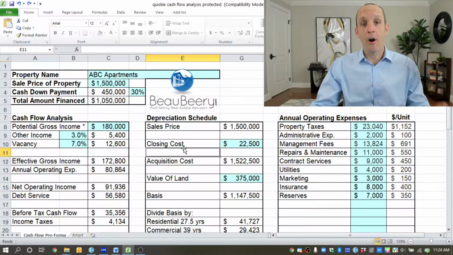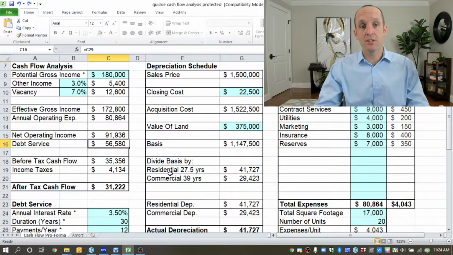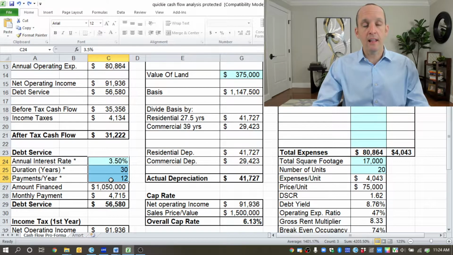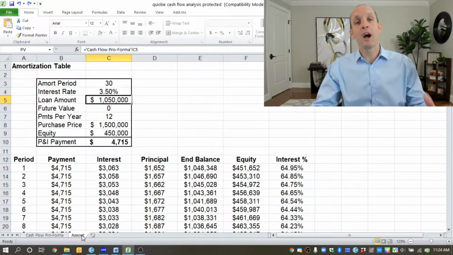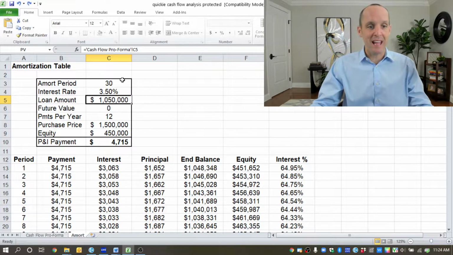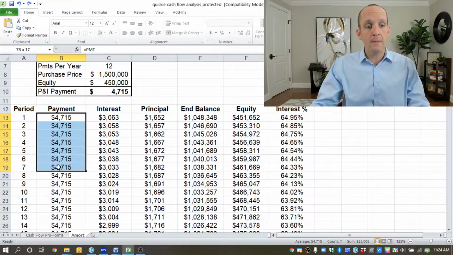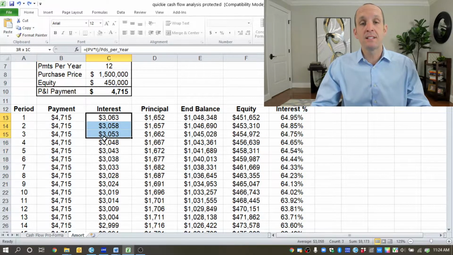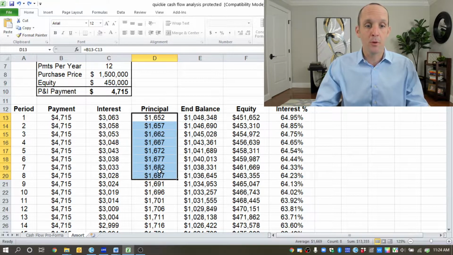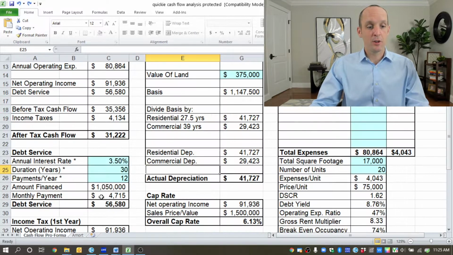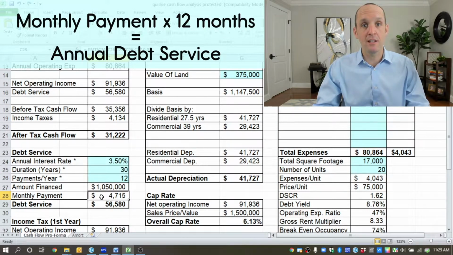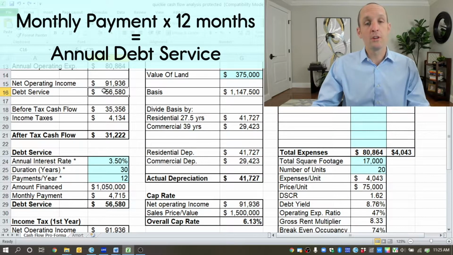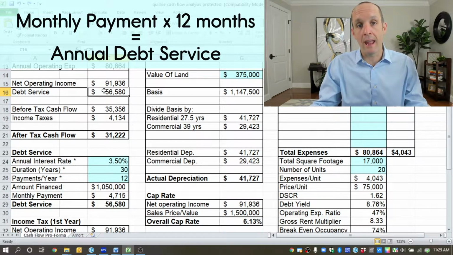Now we'll take a look at the effects of debt on the break-even analysis ratio. Our debt service is $56,580, which is calculated by using these terms, which comes over from the amortization tab, and the actual total payments are $4,700 a month. This is the interest portion, the principal portion, and the ending balance. So you can see the $4,715 a month times 12 months will equate to the $56,000 annual debt service.